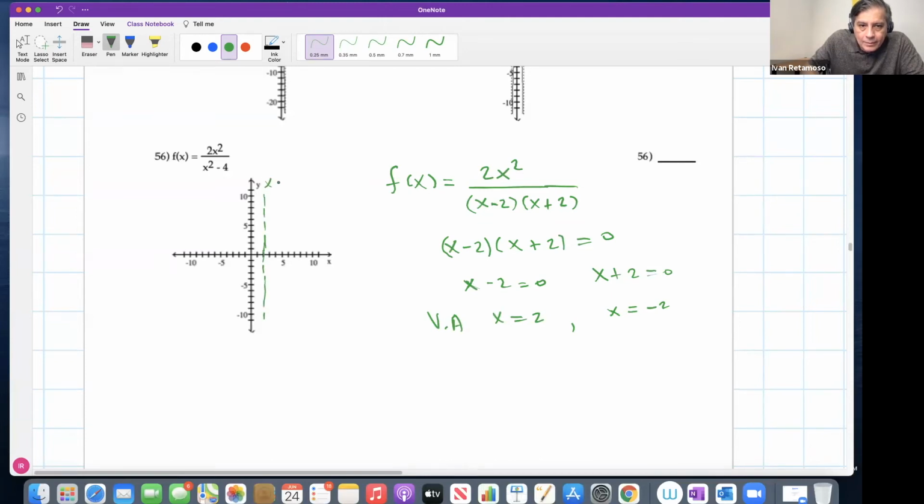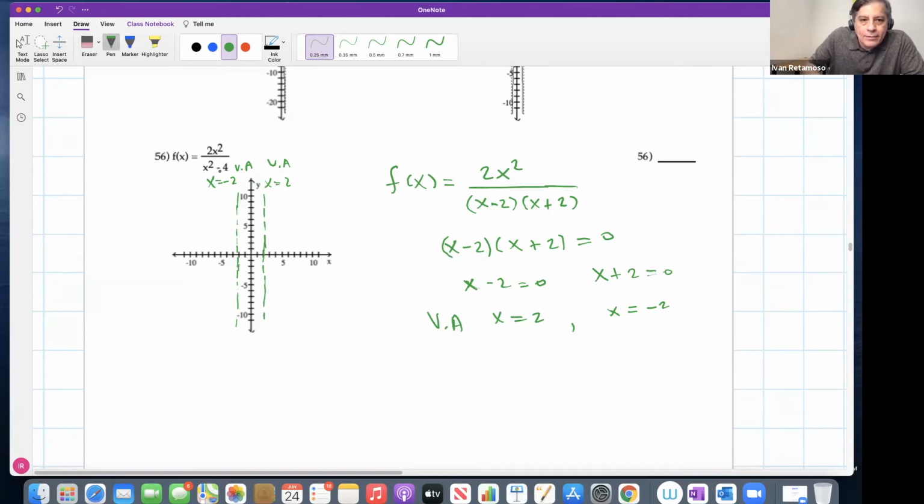At x equal 2, vertical asymptote. And at x equal minus 2, here, another asymptote, right? These asymptotes are going to determine the structure of your graph. You will see vertical asymptote. Now, what about horizontal asymptotes?